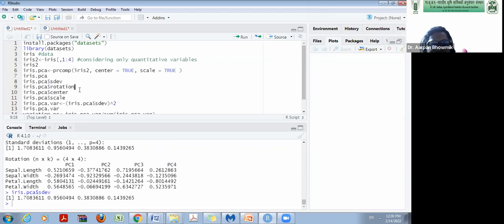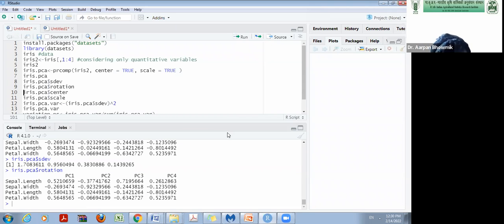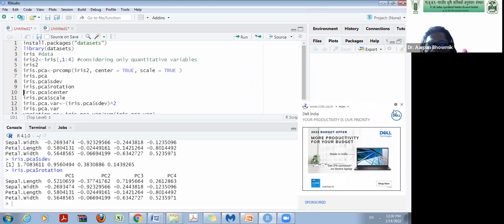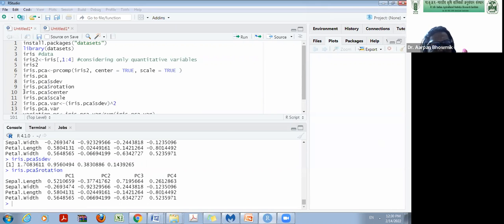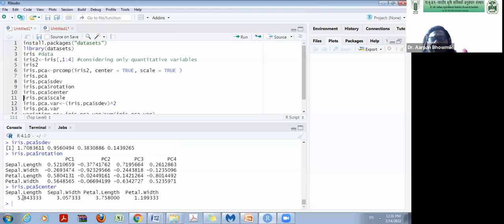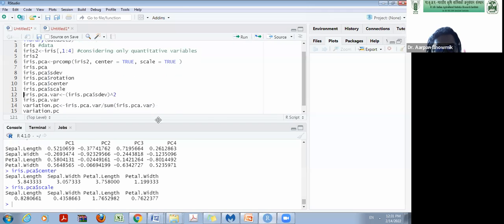If you want to see the eigenvectors separately, you can write iris.pca, that is the output name of the file, dollar rotation, that means the eigenvectors. Just run it. So again, same thing we are getting. Now if you want to calculate the mean of the original variables, write iris.pca dollar center. So these are the means of the original variables in the data. Together these consist of the mean vector. Now if you want to see the standard deviation of the original variables, you will write iris.pca dollar scale. Just run it. This is the standard deviation of the original variables, not the PCs.